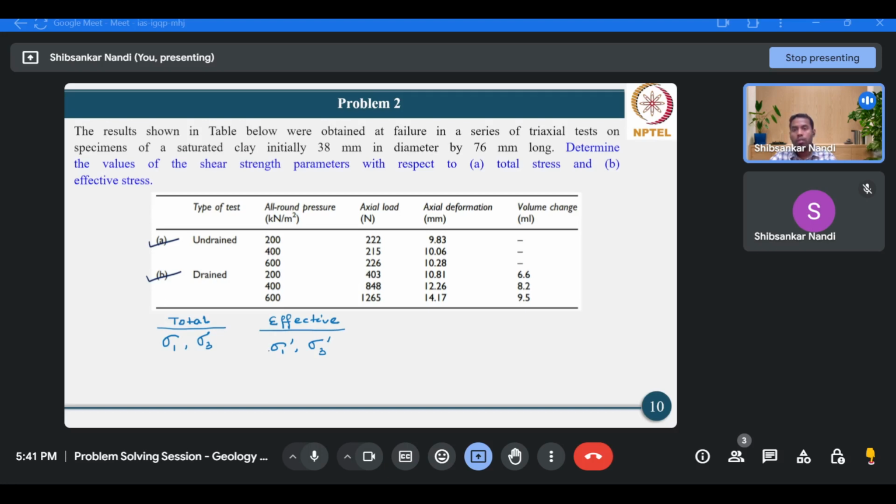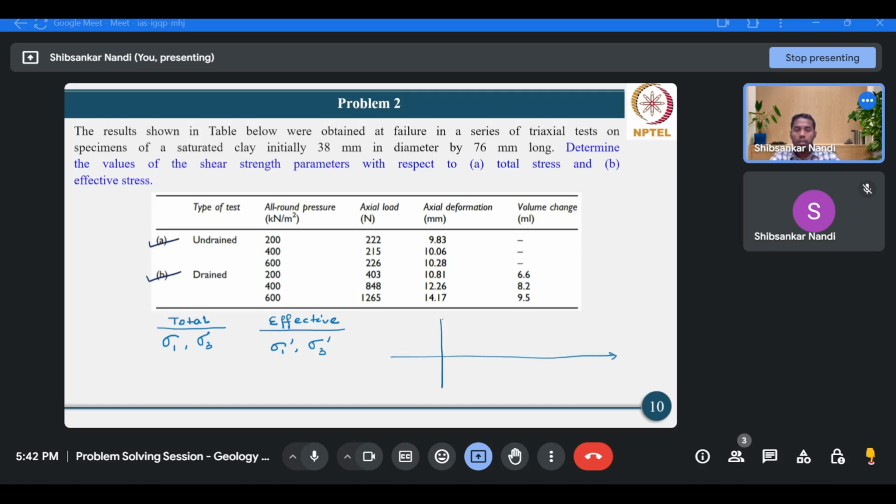Why? Because in case of drained condition, the drainage valve is open throughout the test and there is no chance of generation of excess water pressure inside the soil sample. So therefore, our target is to calculate the major and minor principal stresses from the given data, and then we'll try to plot the corresponding Mohr circle.